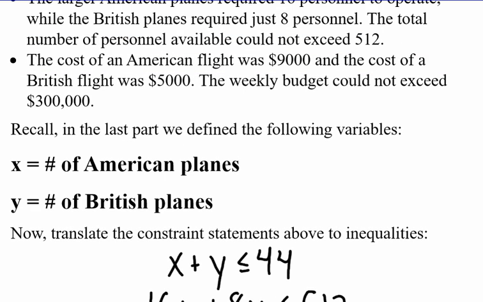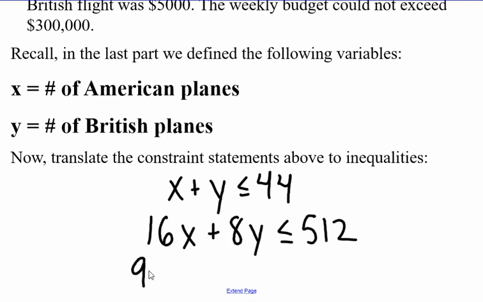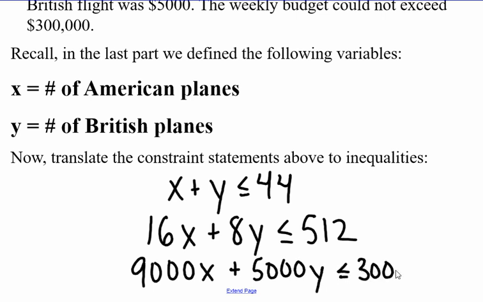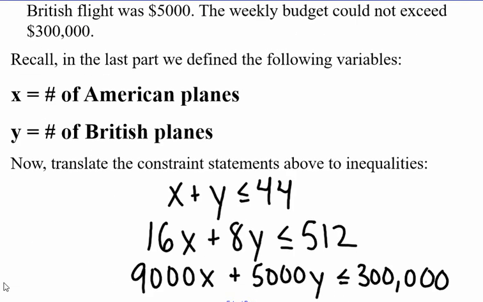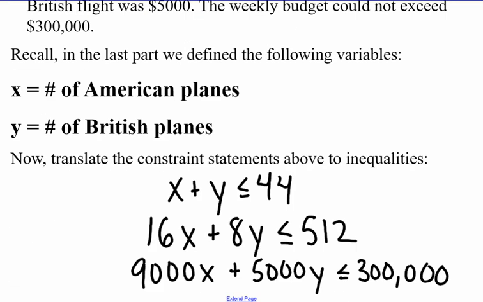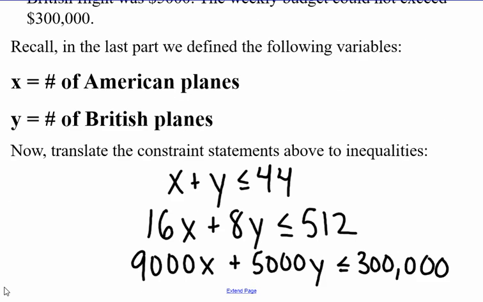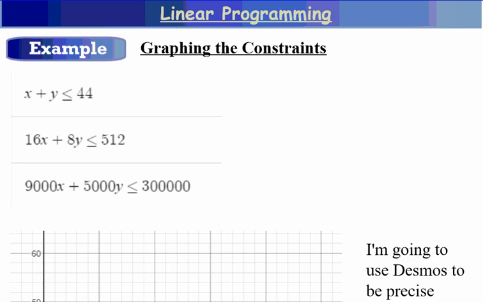Now is the cost. American flights were $9,000 for every American plane flight, plus $5,000 for every British flight, and our budget had to be less than or equal to $300,000. So there's our 3 constraints. We're going to need to graph those then and find all the points that would make all of these true. So the next part, after you've defined your constraints, which we've done right here: x plus y is less than or equal to 44. 16x plus 8y is less than or equal to 512. And then the last one, 9,000x plus 5,000y has to be less than or equal to 300,000.